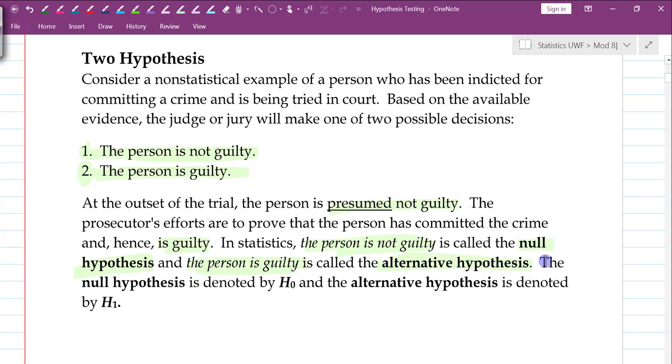The null hypothesis is denoted by H naught. I call that H naught. You see the zero, it's a subscript zero, okay? And the alternative hypothesis is denoted by H sub 1. So H sub 0 is the null, not guilty. H sub 1 is the alternative, the person is guilty. Sometimes you will see the alternative hypothesis denoted with a sub A instead of a sub 1. So sometimes you'll see a sub A here for alternative as opposed to 1.